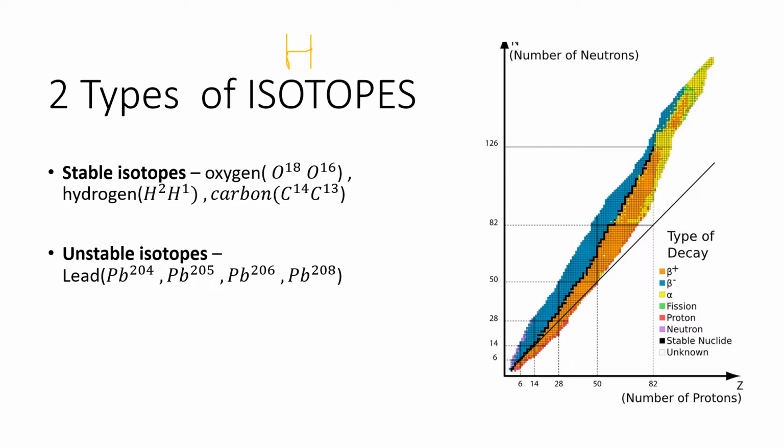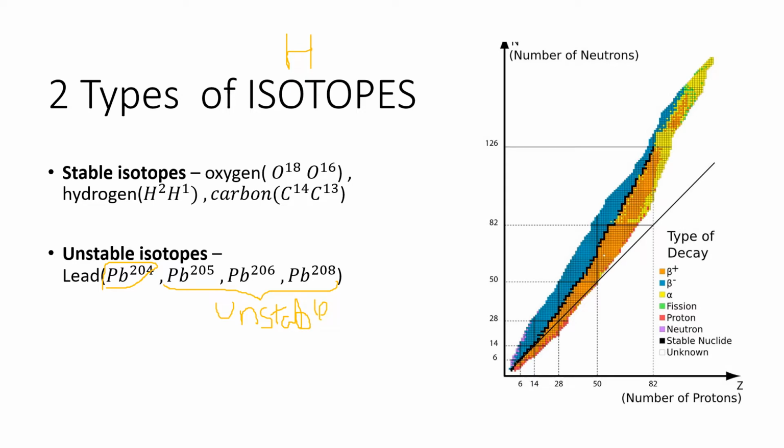As we can see, in stable isotopes and unstable isotopes, all the elements are same: oxygen, hydrogen, carbon and lead, but they are having different mass numbers. Like first we can look at oxygen, it is having O18 and O16. Hydrogen has H2 and H1. Simply in unstable isotopes, we can see lead has one stable isotope. Lead 204 is stable isotope, whereas lead 205, 206 and 208 are unstable isotopes. Okay, so we have seen that there are two types of isotopes, stable and unstable.